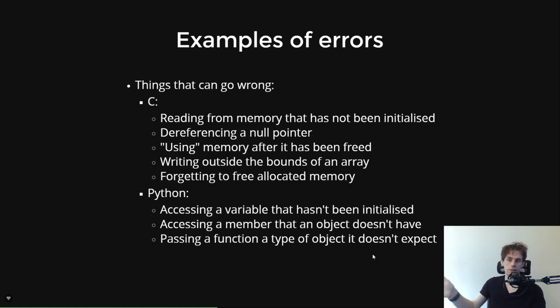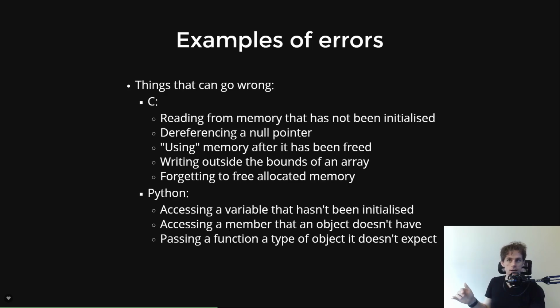What's wrong with Python? Well, what can you do wrong in Python? You can access a variable that hasn't been initialized. You can access memory that an object doesn't have. You can pass a function an object of a type it doesn't expect. Now, we actually demonstrated the first and the last one just there. We accessed a variable that hasn't been initialized, hello2, and we passed a function a type that it doesn't expect. So our add function did not expect me to give it a string and a number. It expected me to give it two types that it could add together.